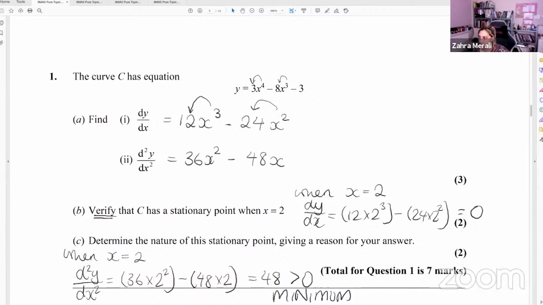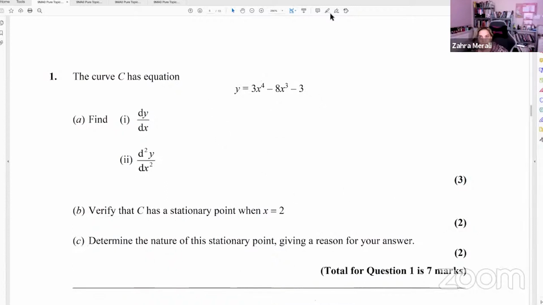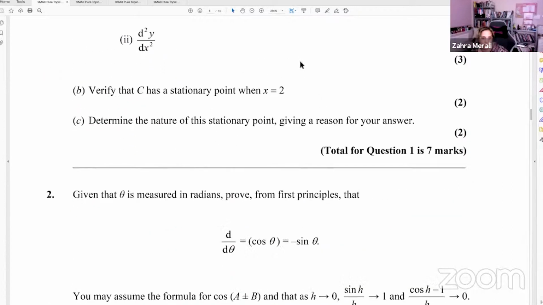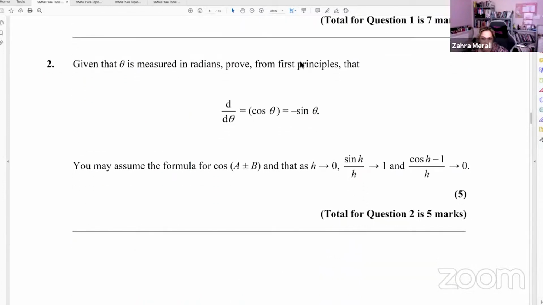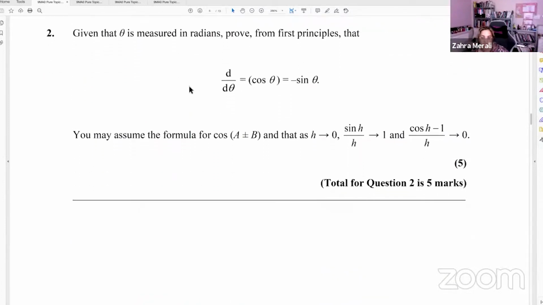Okay, so let's have a look at the next question. So if I clear this. Right, given theta is measured in radians, prove from first principles that d by d theta of cos theta equals minus sine theta. Now, I'm not going to go through this one. This is a standard proof. It's in all your textbooks. You should be able to do this. We'll do it maybe later in a video around first principles, but for the purposes of these questions, it's a very standard proof, and it's one that you can learn and follow through.